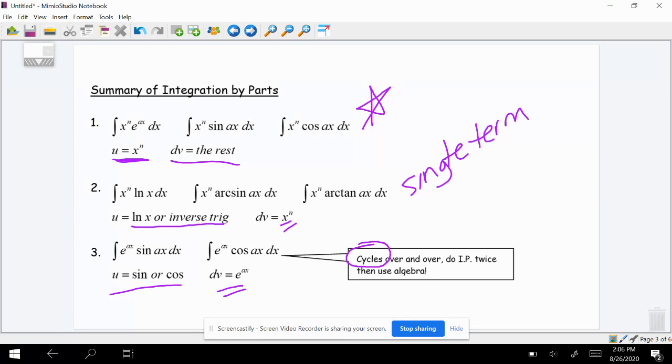So that's just a nice summary sheet. This might be something you want to jot down, make a note. So anytime you see that, you can look at this and say, what group does it fall into? And let's get started.